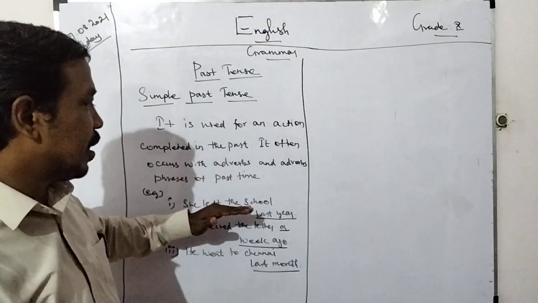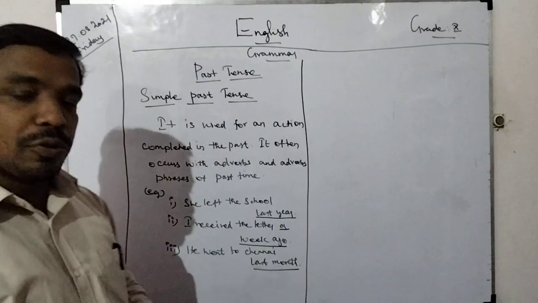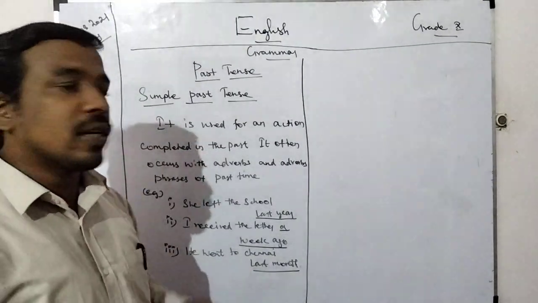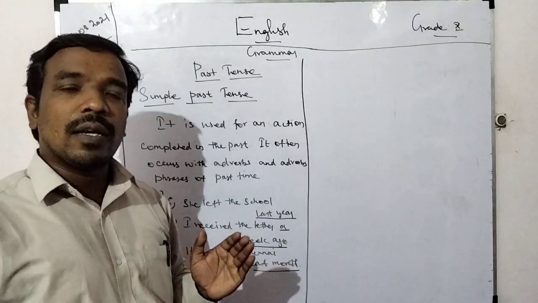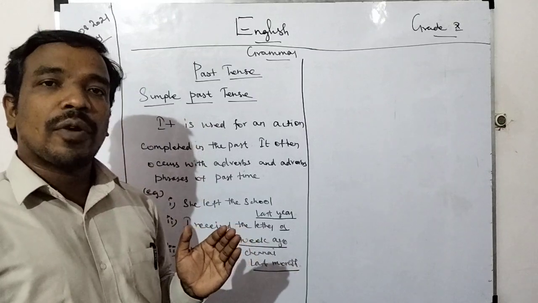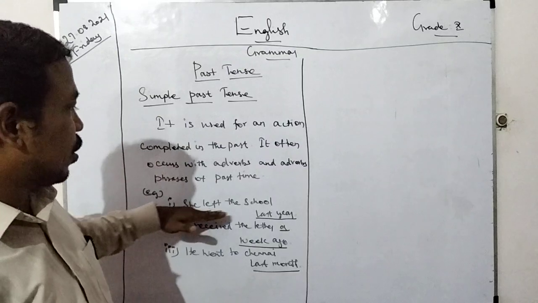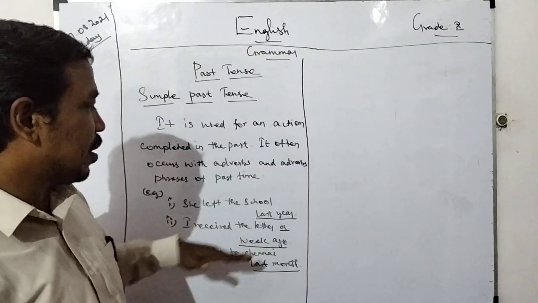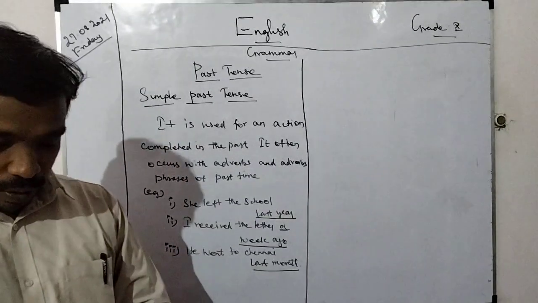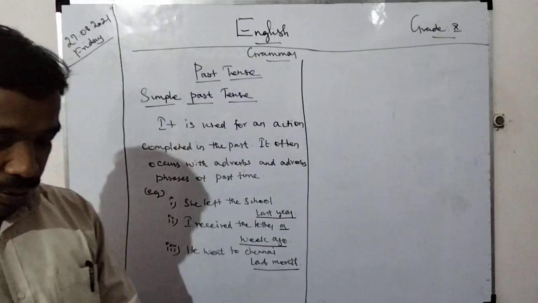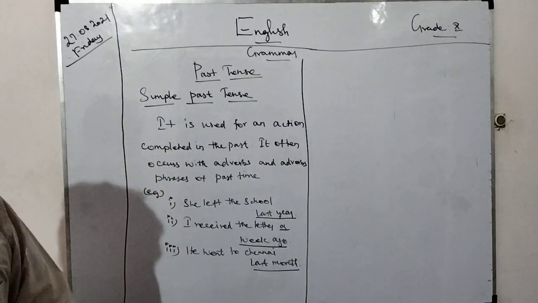First one: she left the school last year. This is simple past. You should be very careful with the tense structure. You all know very well the structure: subject, past form of verb, plus object. She left the school last year. I received the letter a week ago. He went to Chennai last month. Write fast.